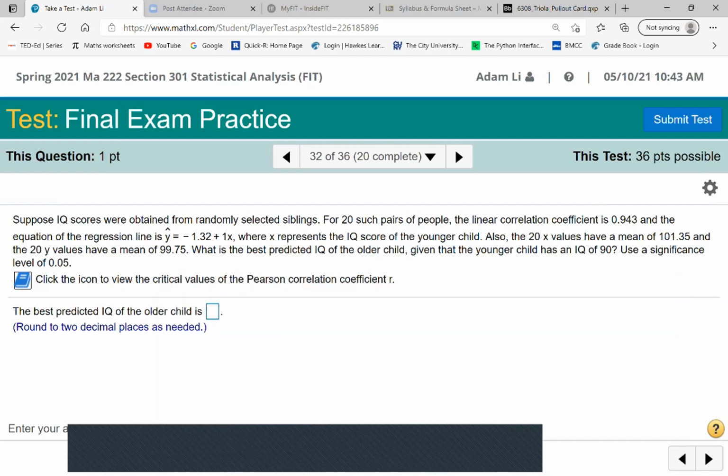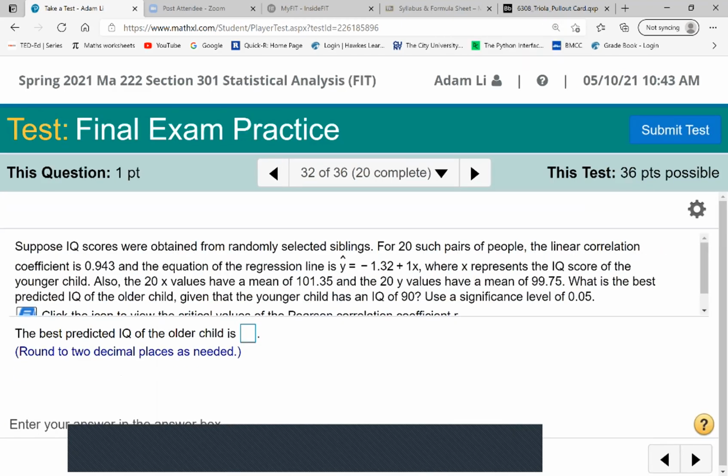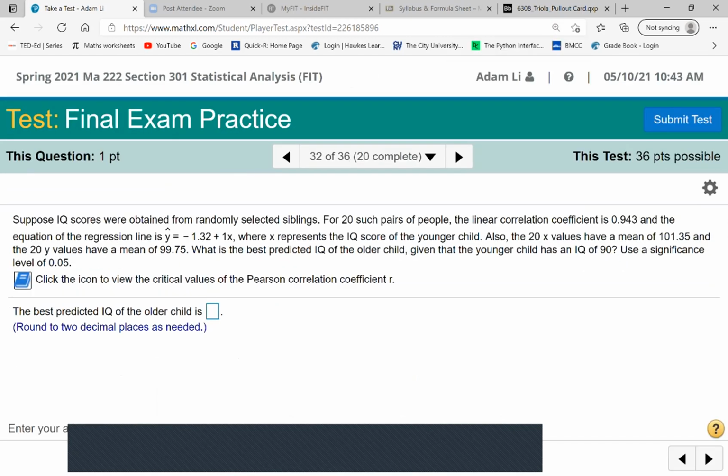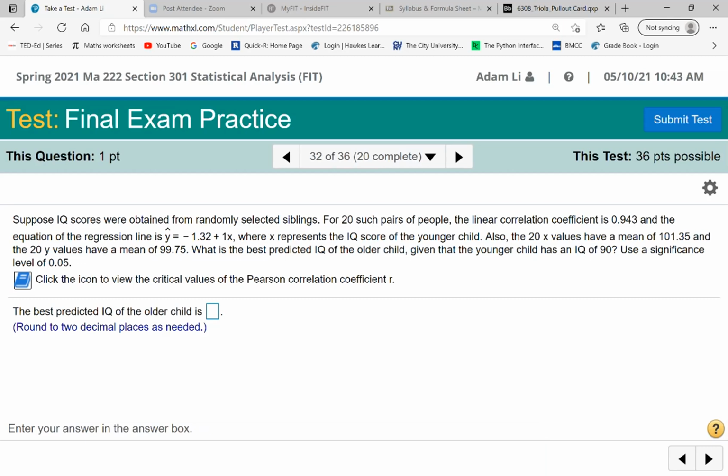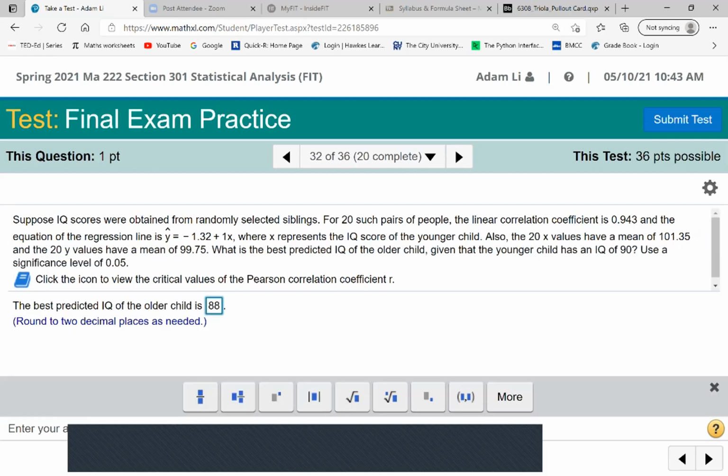So now we're going to use this regression model to make a prediction about the IQ score for this older child. The X value here is 90, so replace X with 90. So 90 times 1, adding and subtracting 1.32, should give us the best predicted IQ score. So 90 minus 1.32 plus 1 times 90 gives 88.68, right, for this question.